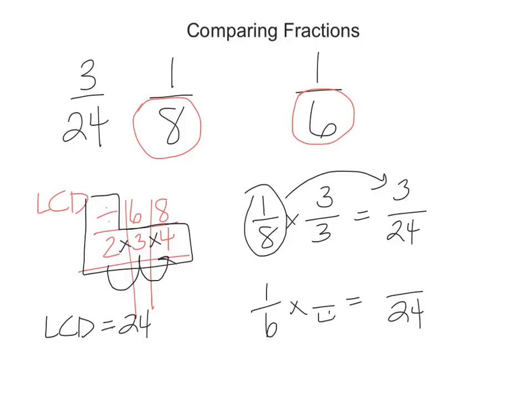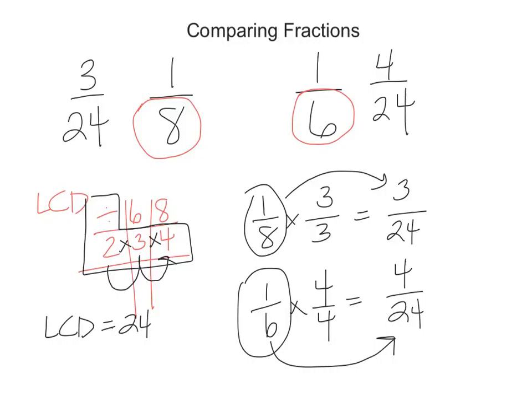Now I'm going to find an equivalent fraction for 1/6. 6 times 4 equals 24. If I do it to the bottom, I do it to the top. 1 times 4 is 4. So instead of 1/6, the equivalent fraction is 4/24.